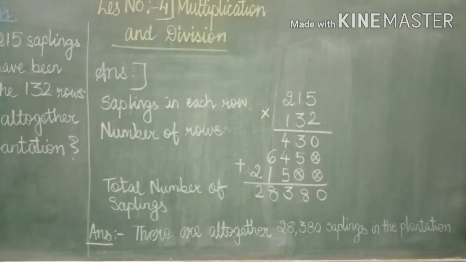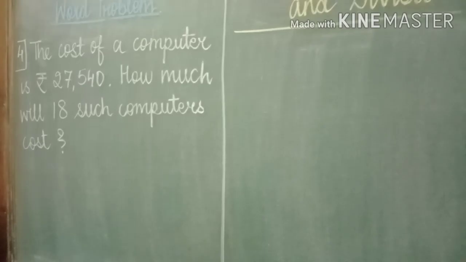Let's start with the fourth sum, everyone. Okay students, let's start with the fourth sum. Word problem. The cost of a computer is rupees 27,540. How much will 18 such computers cost? Now they have given the cost of one computer is 27,540. Now we have to find out the cost of 18 computers.